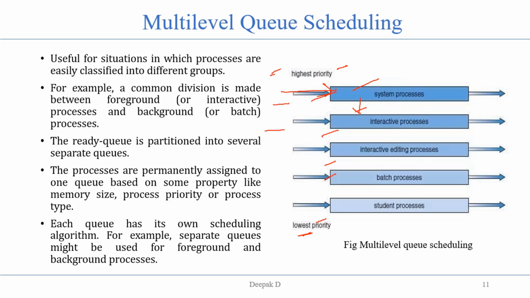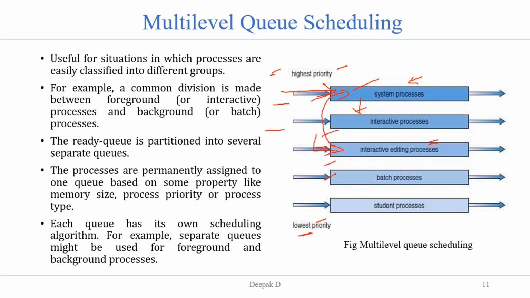Assume that the CPU is executing an interactive editing process, and another process with higher priority, say a system process, arrives in the ready queue. Whatever the CPU is executing, it will be preempted and the chance will be given to the system process.